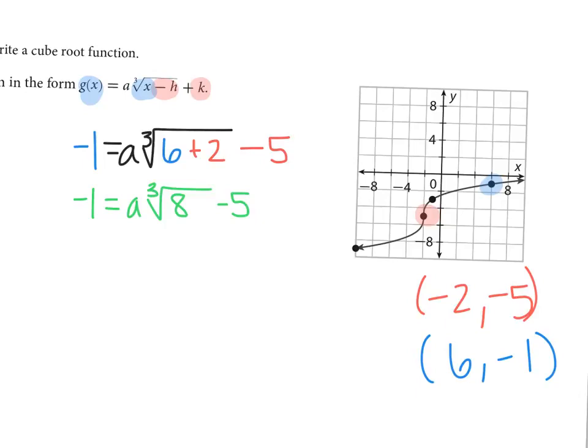So I need to get a by itself because that's what I'm solving for. So I need to get rid of that -5. And to do that, I'm going to add 5 to both sides. So I get 4 equals a times the cube root of 8.